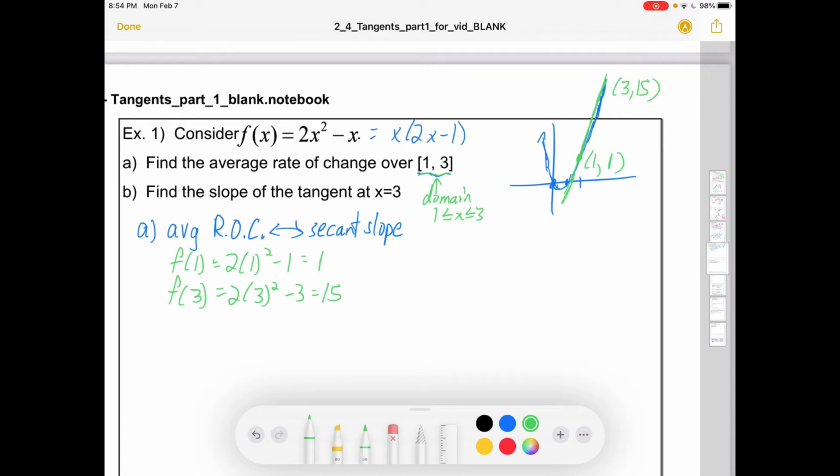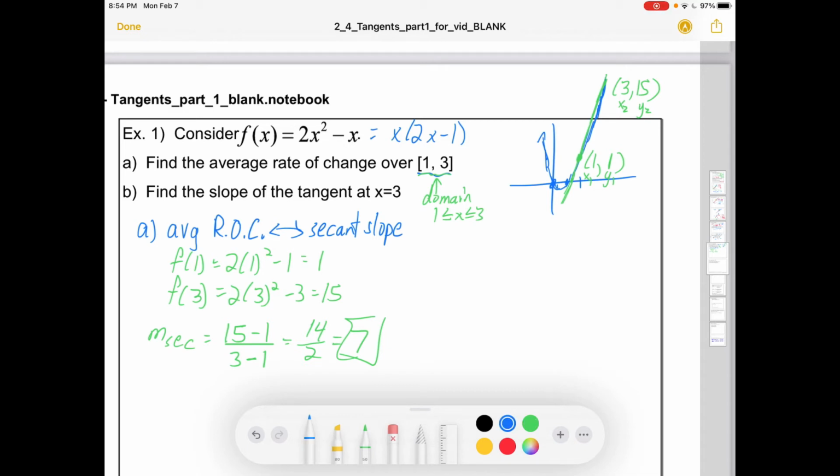Okay, and now we can just go ahead and try and find the secant slope. It's just going to be, here's x1, y1, x2, y2. So y2 minus y1 all over x2 minus x1. Sorry, I don't know if I said that right the first time. y2 minus y1 all over x2 minus x1, 14 over 2. Or the average rate of change is 7. Okay, or the slope of the secant.